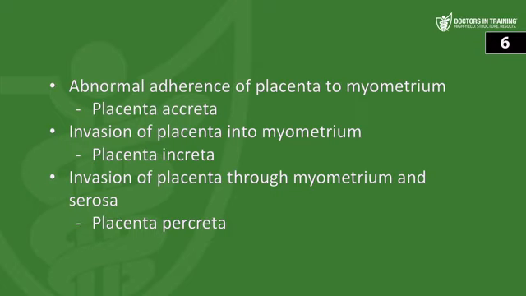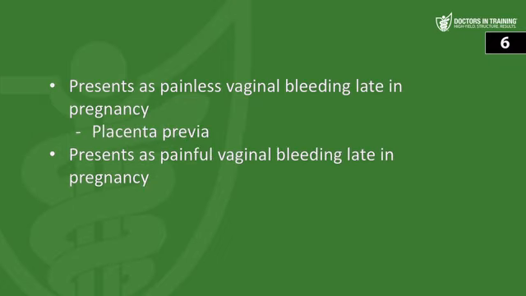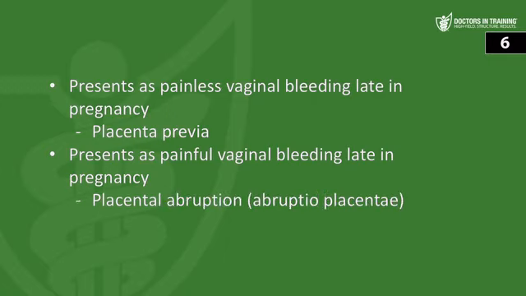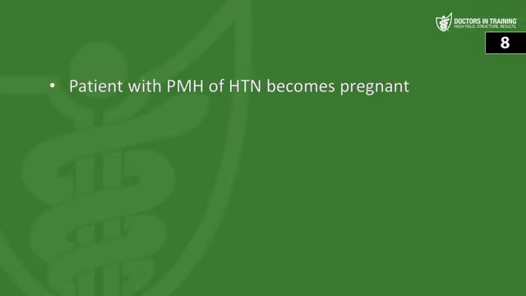Presents as painless vaginal bleeding late in pregnancy. Placenta previa. Presents as painful vaginal bleeding late in pregnancy. Placental abruption. Next, what is the most common cause of postpartum hemorrhage? Uterine atony. Next, what condition is best described by each of the following statements?